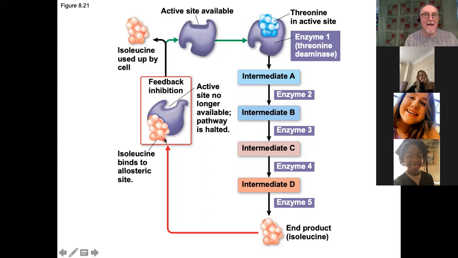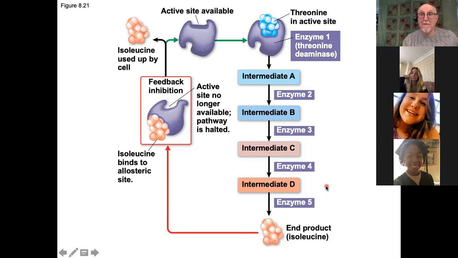This is a temporary binding. It goes in, out, in and out, in and out. The lower the concentration of isoleucine, the less often this is going to be bound. The less often this is going to be bound, the more often the active site is going to be available. This gives the cell exquisite control because the higher the concentration of isoleucine, the product, the slower the pathway is going to run. The lower the concentration of isoleucine, the faster the pathway is going to run.